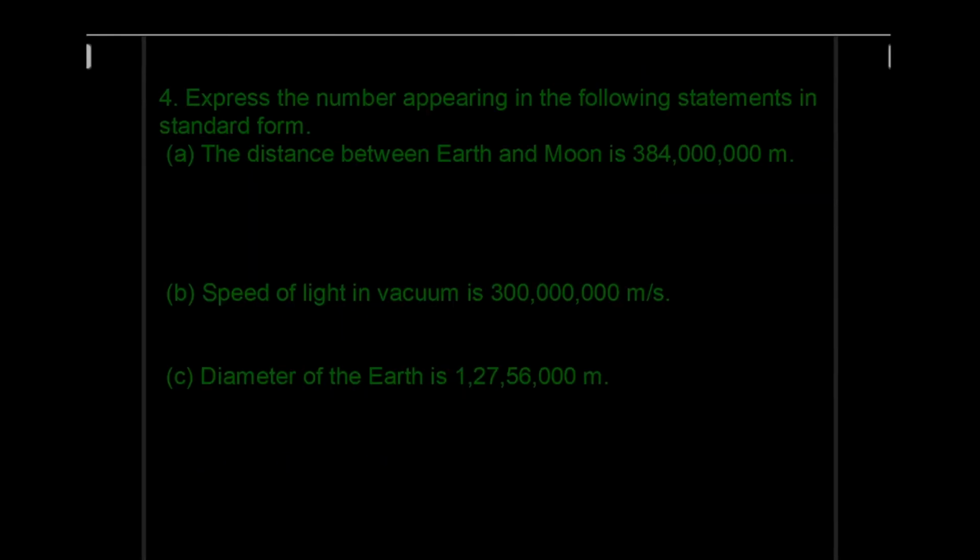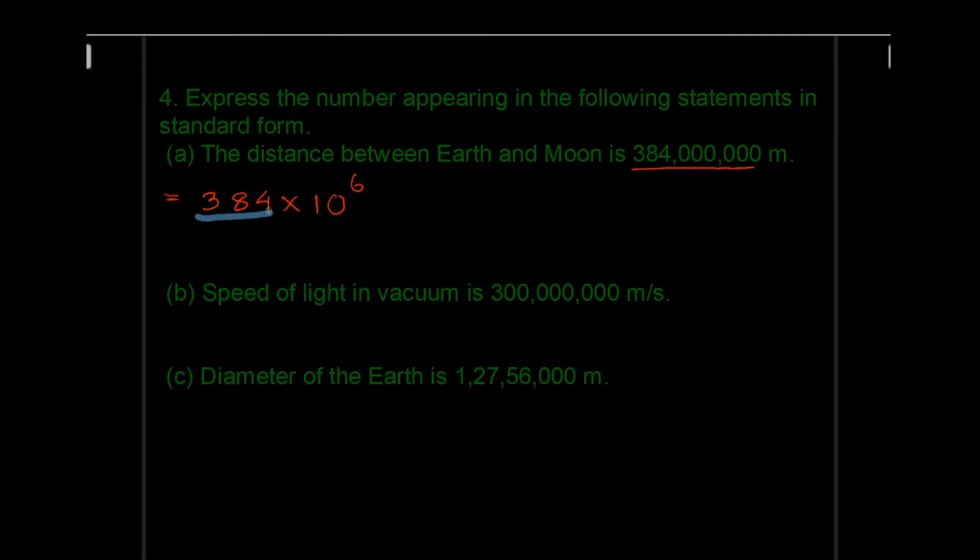Next question, question number 4. In question number 4, what is given? Express the number appearing in the following statements in standard form. So we have to write in standard form. Same thing. We have to repeat it here also. So here the number is this. So can we write 384 into 10 to the power? How many zeros are there? 6. Yes. So now see 384.